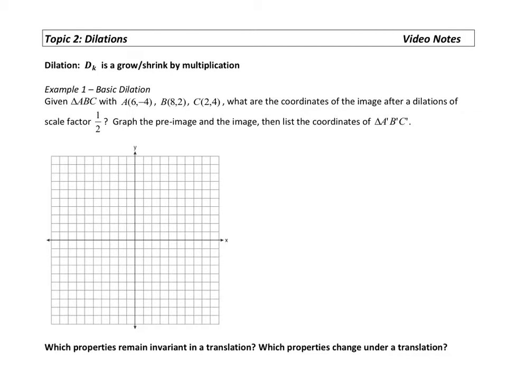This video will cover dilations in geometry, where a dilation is notated by D subscript k, and it's a capital D, where it's a grow or a shrink by multiplication. And we're multiplying by the scale factor k. So again, k is the scale factor.